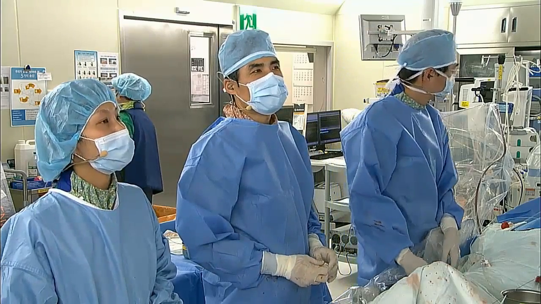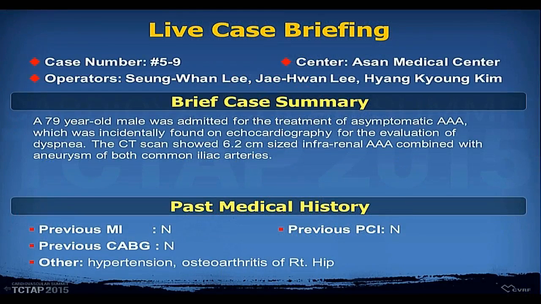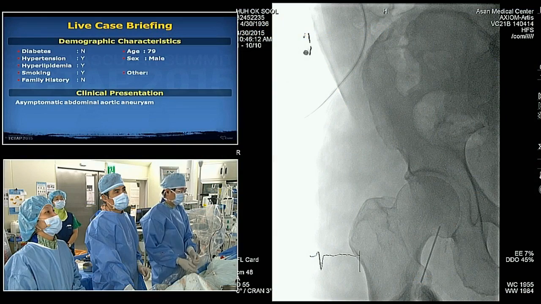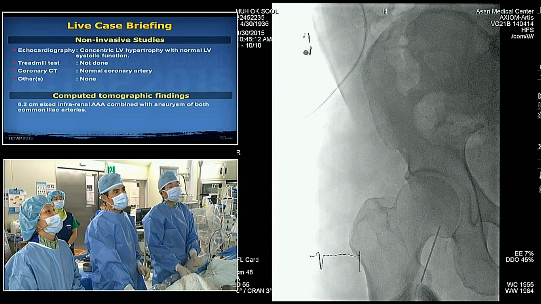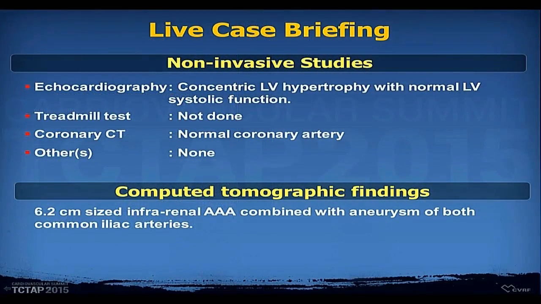Yes, this is a 79-year-old man with asymptomatic AAA. The maximum size of the abdominal aortic aneurysm is 62 millimeters, infrarenal type, but it extends to both common iliac arteries. Next slide. He has risk factors of diabetes and smoking. Next. Coronary angio was not taken, but the coronary CT angiogram shows normal coronary arteries, so we skipped the coronary angiogram today. Next one, CT.